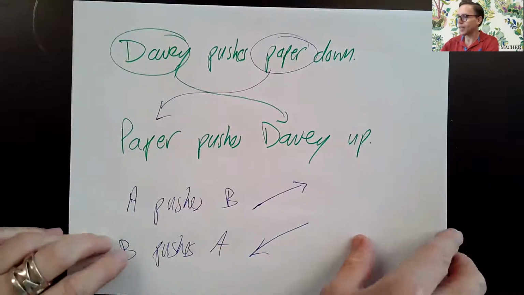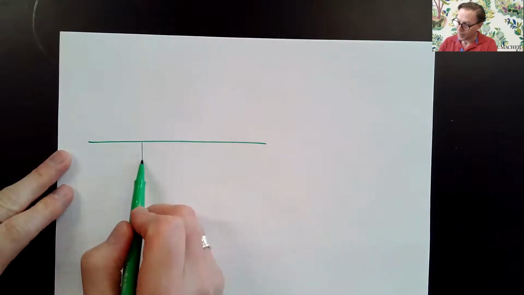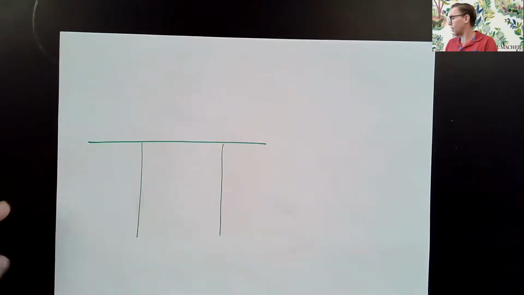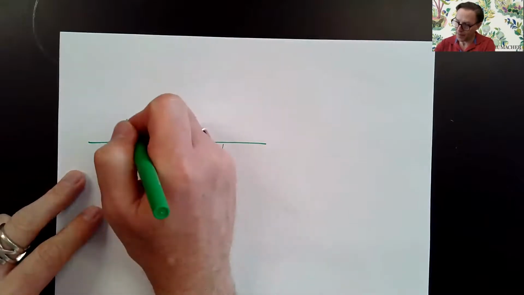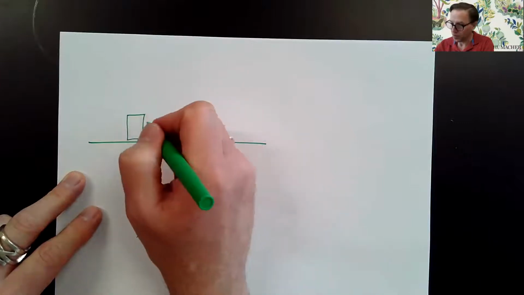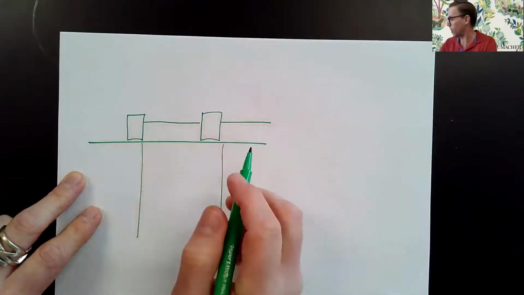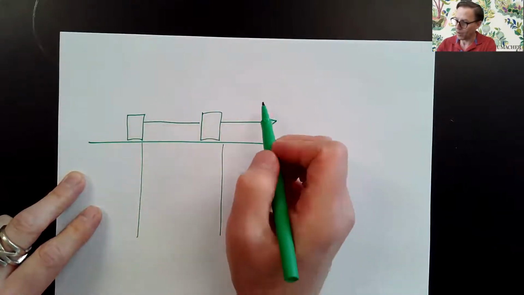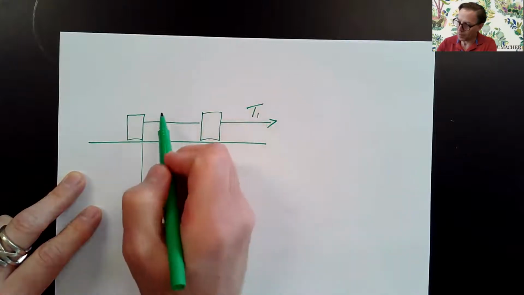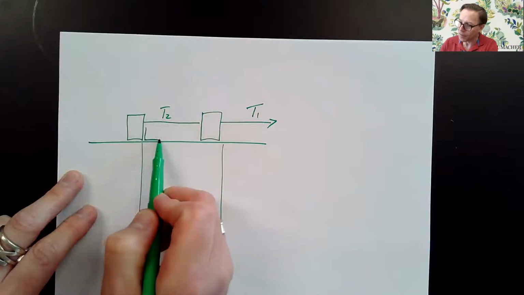All right. So how does this relate to a free body diagram? What if I were to draw a table here with some blocks on it? What if I had a block here and it's being pulled by a rope, which is attached to another block, which is attached to a rope? And we'll call this T1 and we'll call this T2. And then I just set another block here.